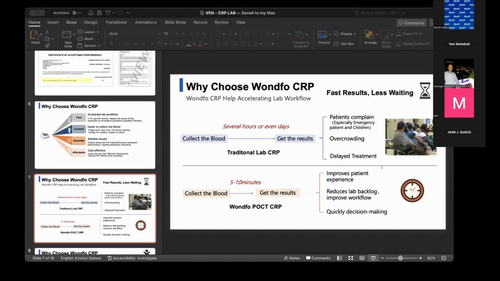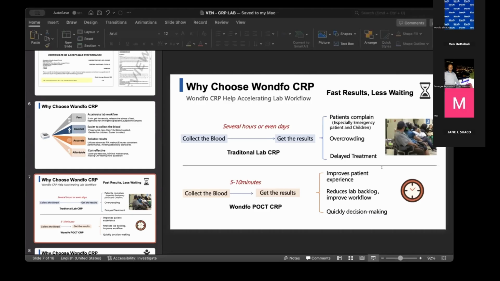So OneFull CRP is a child-friendly solution. Needle phobia is real, especially among children. Fortunately, OneFull's finger prick method makes CRP testing far less intimidating and much more child-friendly. With less pain, less blood, and faster results, young patients experience less stress. For comparison, traditional CRP tests can require up to 10 milliliters of blood. That's nearly 1/5 of a newborn's total blood volume.